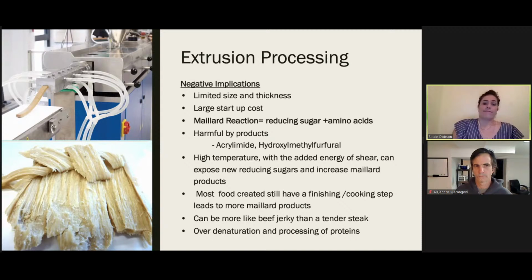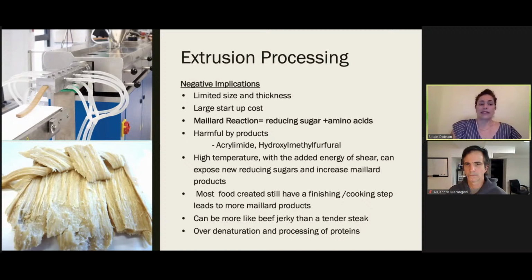And the whole process is, I don't want to say trial and error, but it's extensive to determine the exact pressures and temperatures, to figure it all out. And then with the added temperatures and the added shear, it makes us think about what's happening with the Maillard reaction, as that increased kneading and shear can expose new reducing sugars and increase the Maillard products. And then all these products at the end have additional finishing steps, meaning they're going to have to be cooked again and browned again, which makes me wonder what nutritional value is really left.